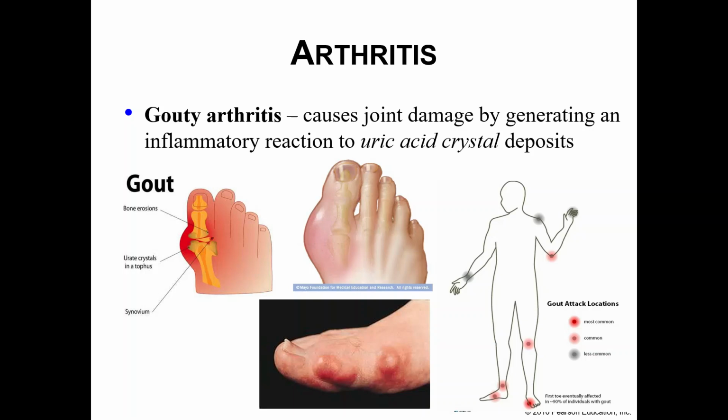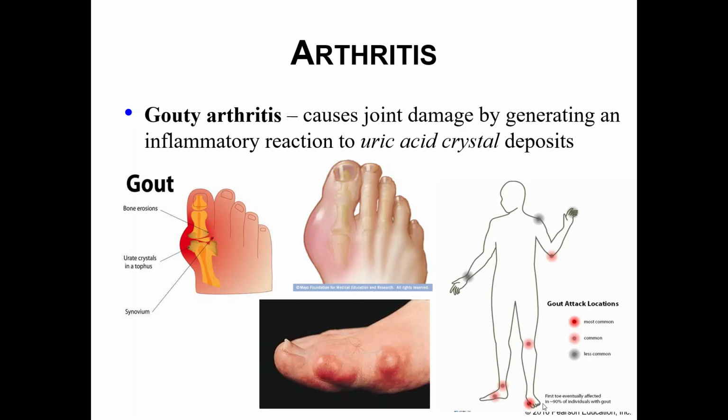And this creates inflammation. When your body tries to fight off the inflammation, you will also a lot of times end up with bone erosion at this joint as well. So here's kind of a real world example of those deposits. You can see the most common location is your big toe, but we do have some other common locations, less common, your shoulder and your fingers.